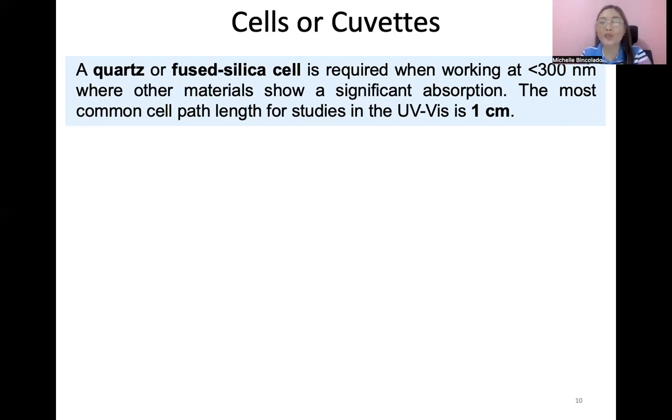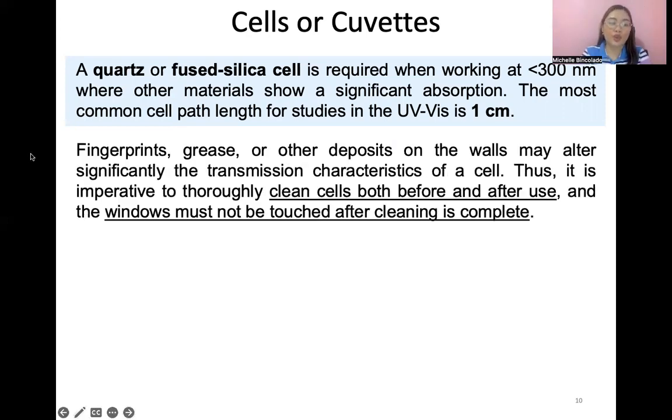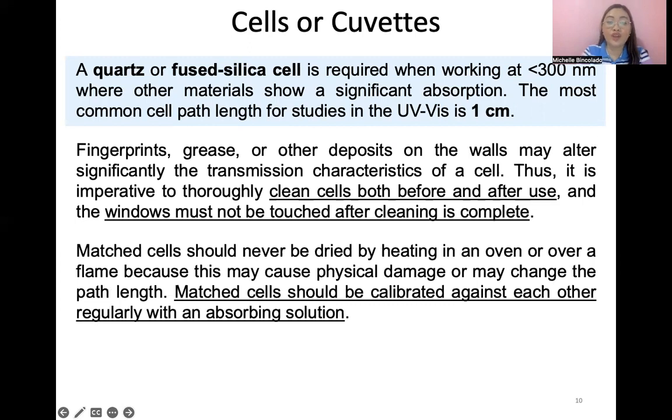path length. So path length ng term natin guys. Mamaya malalaman nyo sa computation kung ano yung symbol for path length. Yung common guys na path length in the UV-vis is 1 centimeter. Although there are cells or cuvettes na ang path length ay 2 centimeters, may umaabot pa nga guys hanggang 10 centimeters. Okay?